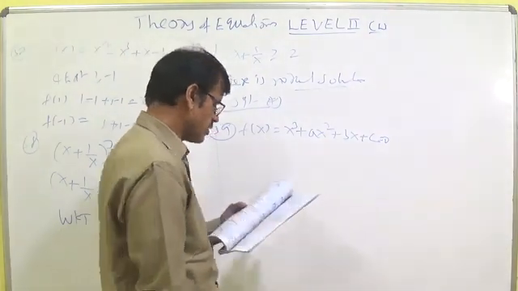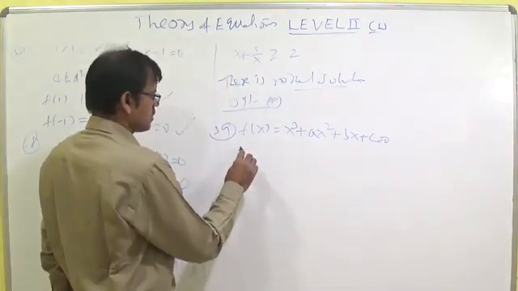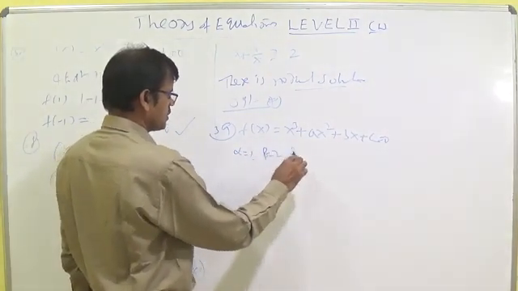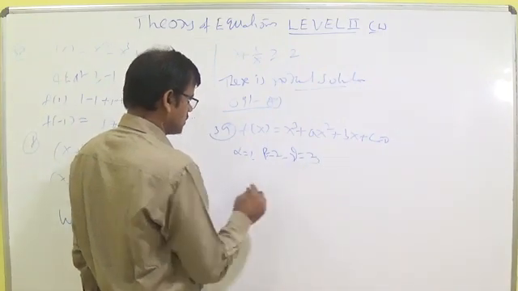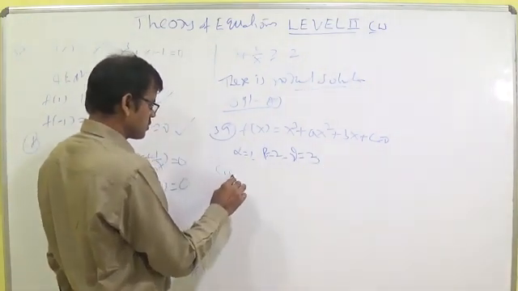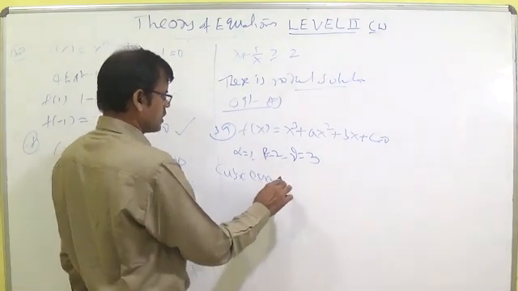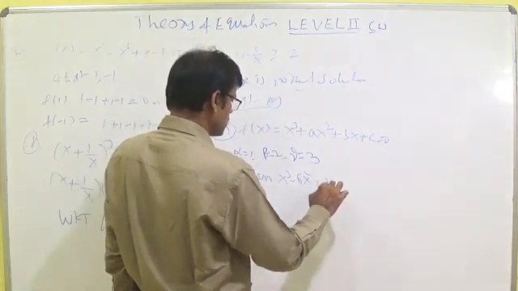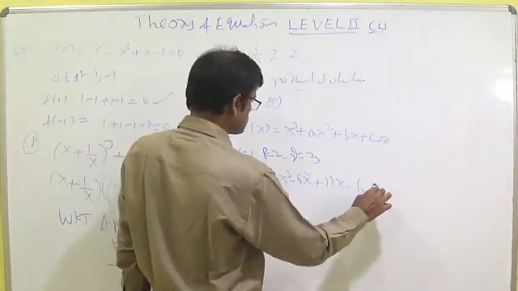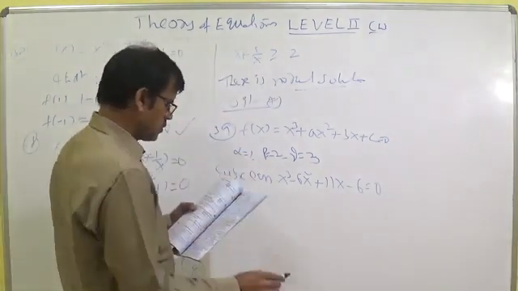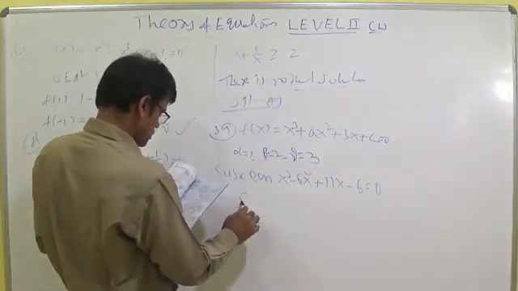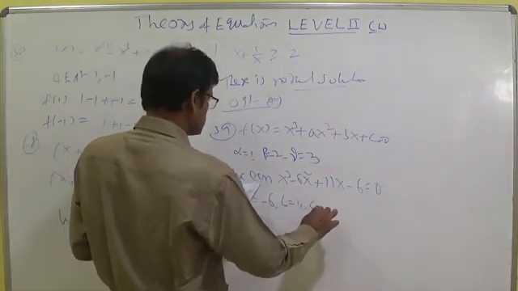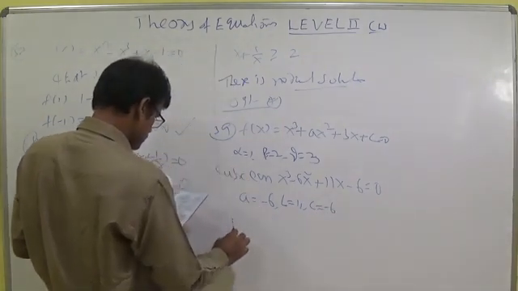So if we take here, let us consider alpha equal to 1, shortcut I am using, alpha equal to 1, beta equal to 2, gamma equal to 3. So the cubic equation, you can understand, is x cube minus 6x square plus 11x minus 6 equal to 0. Now you can understand A is equal to minus 6, B is equal to 11, C is equal to minus 6.